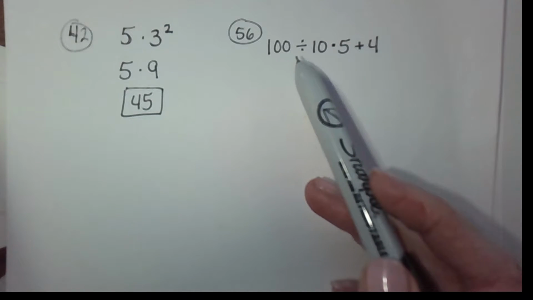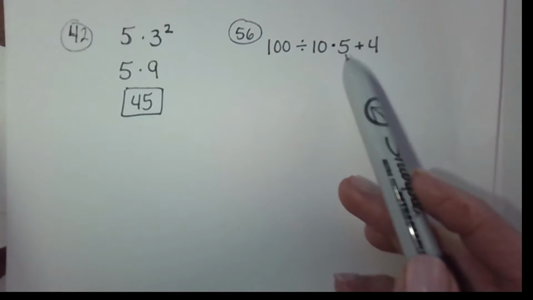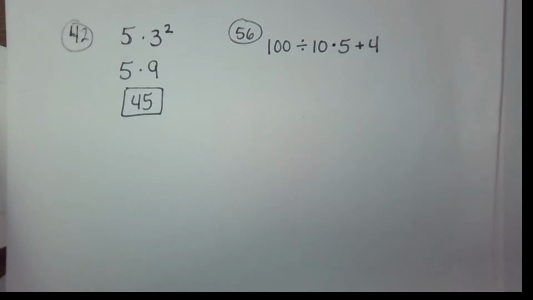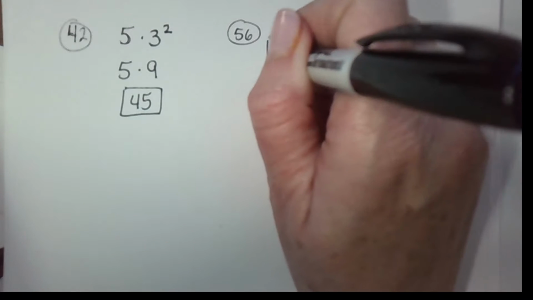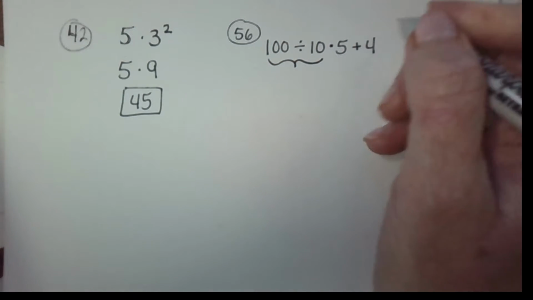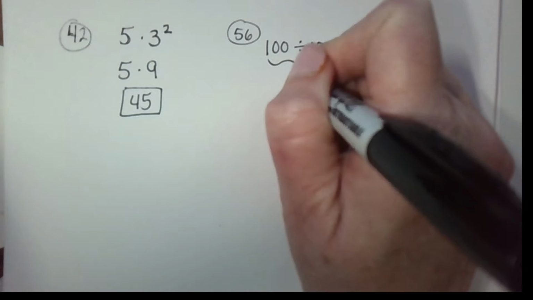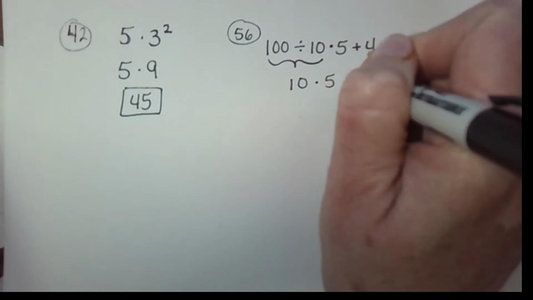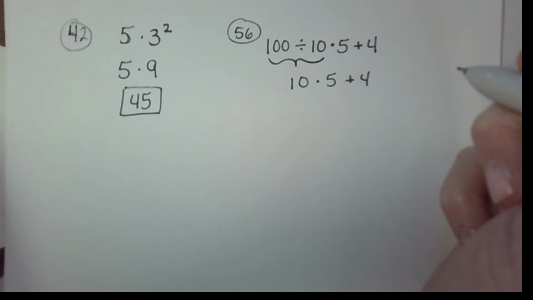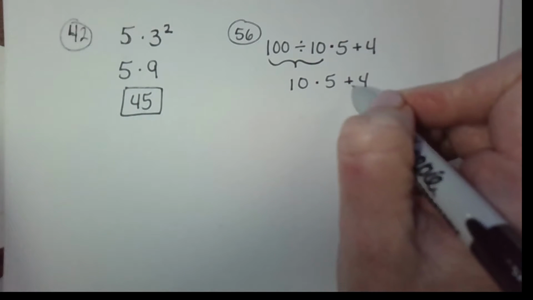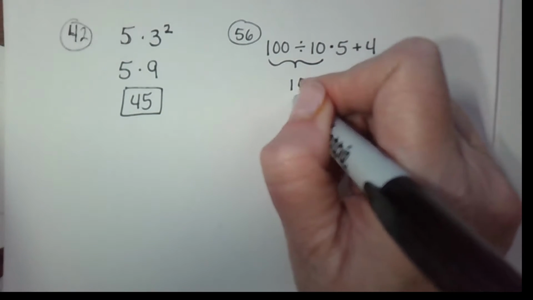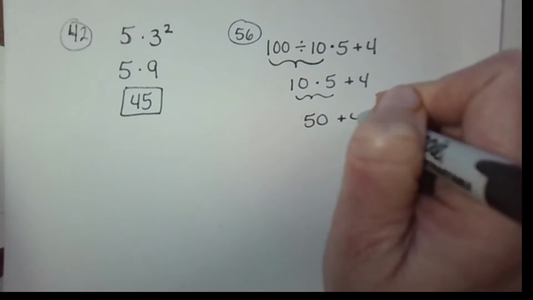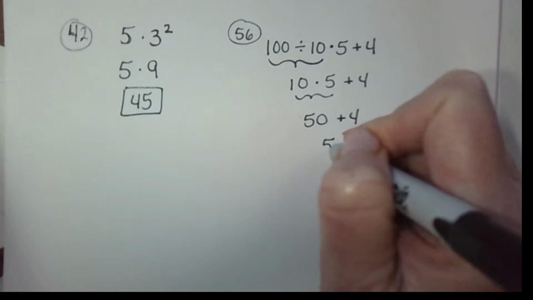But remember, it is left to right. We don't multiply first and then do this division. Okay, so we're going to go left to right. That means we need to do this division first. 100 divided by 10 is 10. And then I'm just bringing everything else down. Times 5 plus 4. Now, I have multiplication or addition. Well, multiplication comes before addition, so that would be 50 plus 4 is 54.